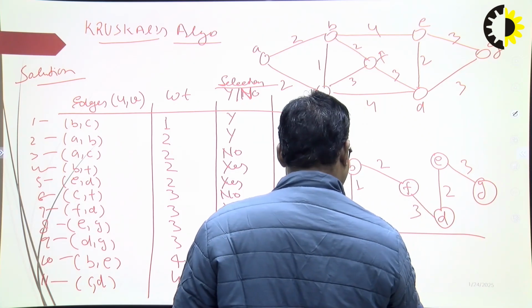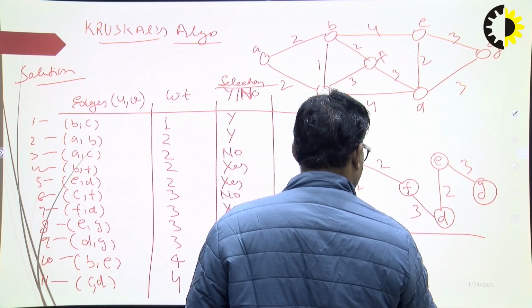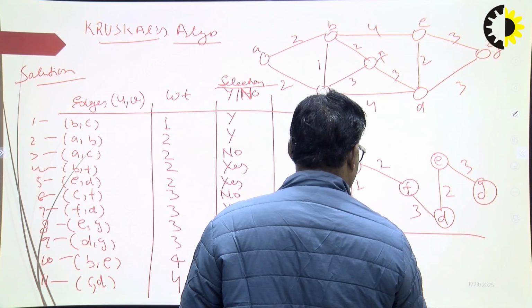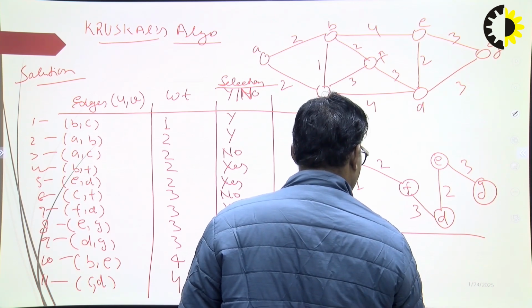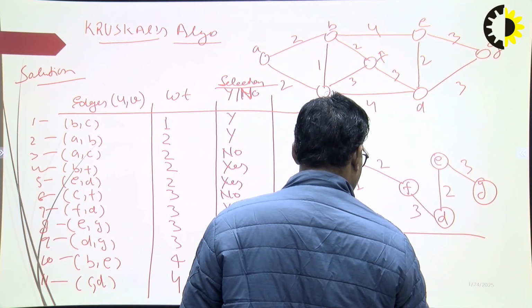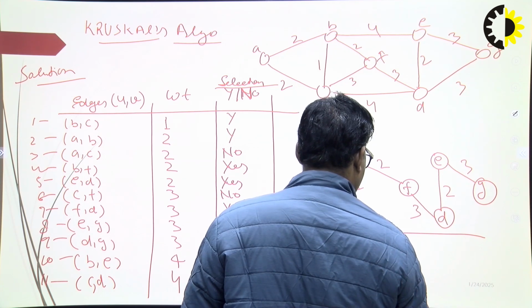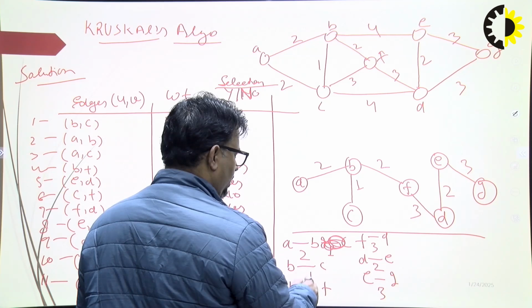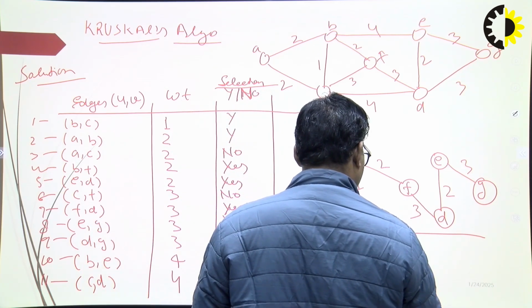Okay, then F to D3 and D to E2, or E to G3. Then what is the value? 2 plus 1, 3, 2, 5, 5, 3, 8, 9, 10, 11, 12, 13.